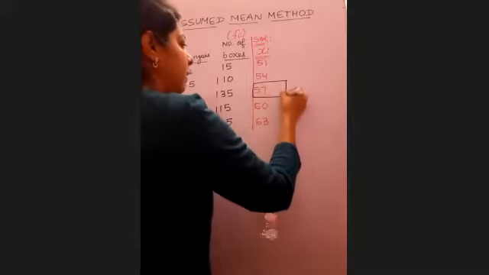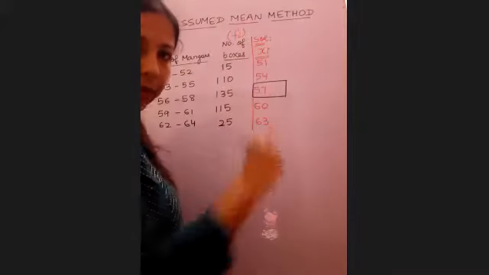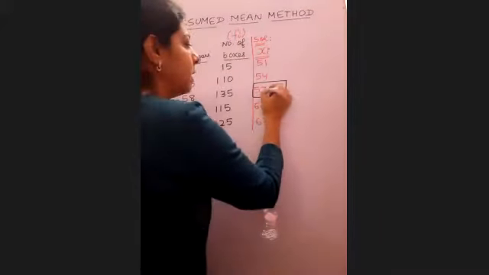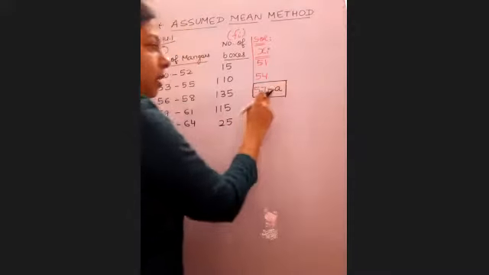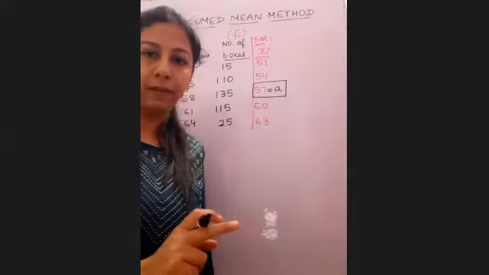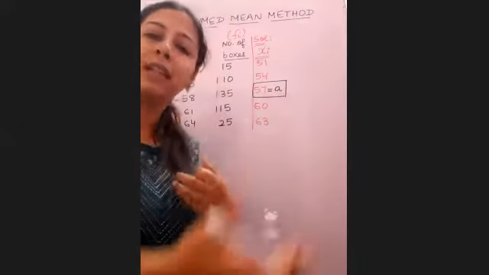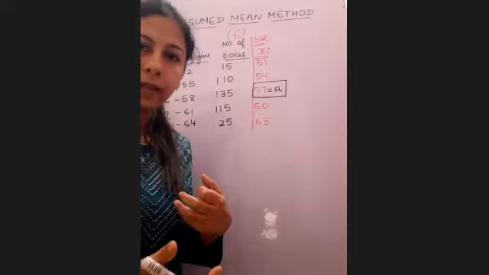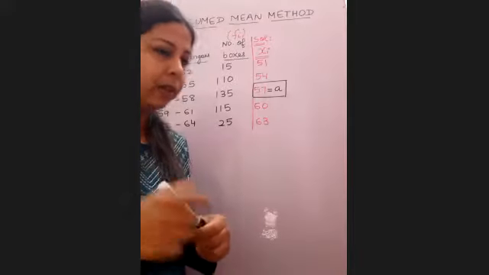I'm highlighting it. You have to highlight it in the table and write this equal to a, small a. Small a is the variable for assumed mean. That is what I have assumed. Okay? Is that okay?